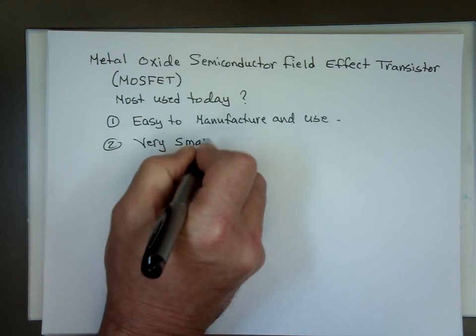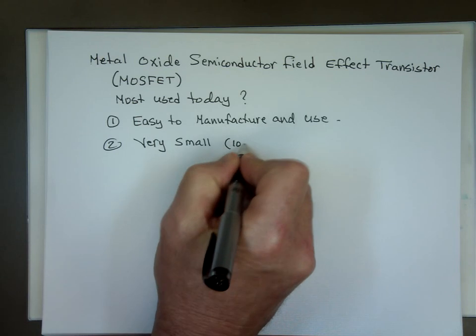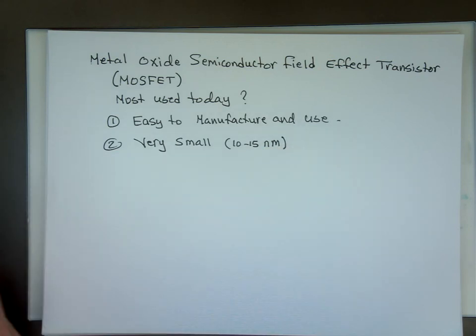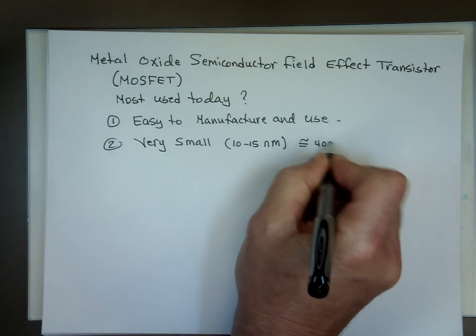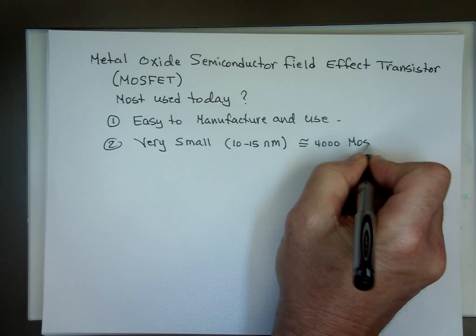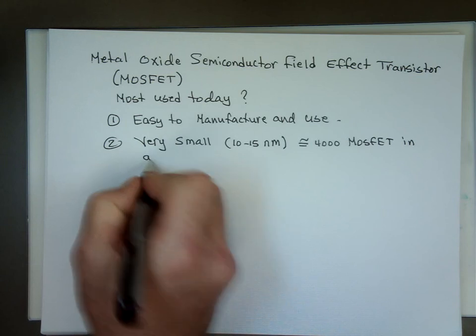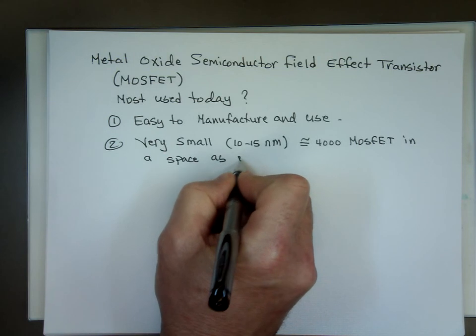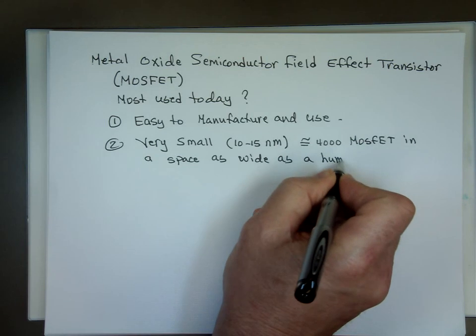When you say very small, how small? Dimension wise, roughly in the 10 to 15 nanometers. Just to give you a little perspective, you can fit approximately 4,000 MOSFET transistors in a space as wide as a human hair. That gives you an idea how small they are.